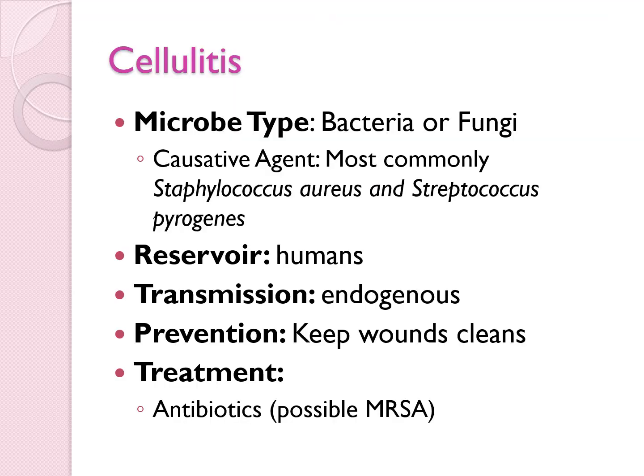So impetigo can lead to something like cellulitis. The microbe type is going to be a bacteria or potentially a fungus. We have our causative agents here, which should look familiar. They're very similar to impetigo, if not exactly the same, actually. The reservoir is us, and the transmission is an endogenous transmission. So I want you to think of that child's knee that had the impetigo.